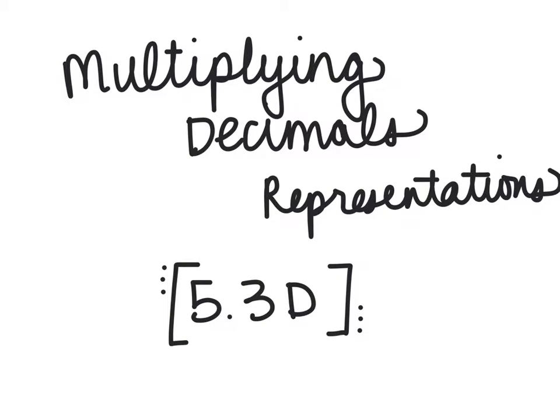A few weeks ago, we looked at multiplying whole numbers, and we looked at some different models of ways we could represent those multiplication problems. What I want to do real quick is look through a few of those models, and then we're going to move into multiplying decimals using those same models, those same representations.